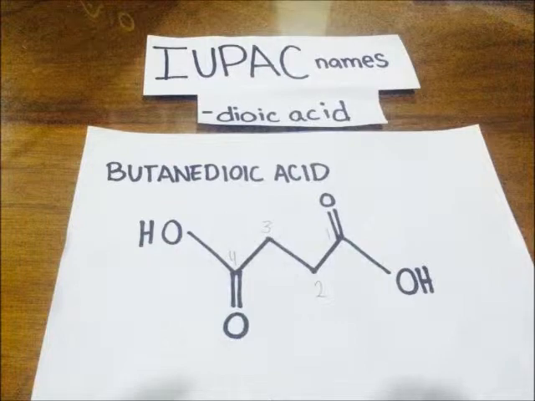To name dicarboxylic acids, we add the suffix "dioic acid" to the name of the parent alkane that contains both carboxyl groups. The numbers of the carboxyl carbons are not indicated because they can be only at the ends of the parent chain.